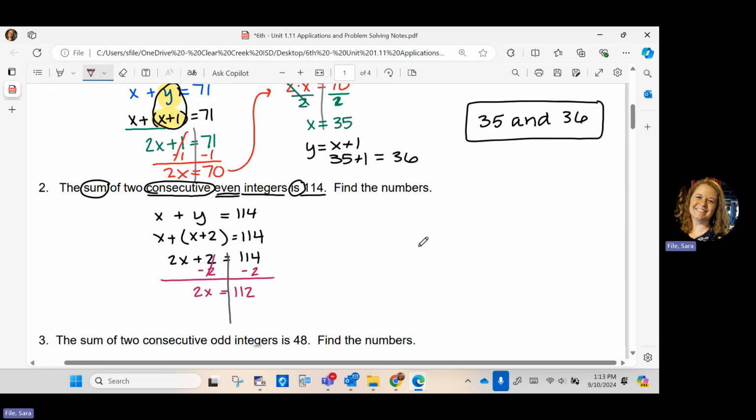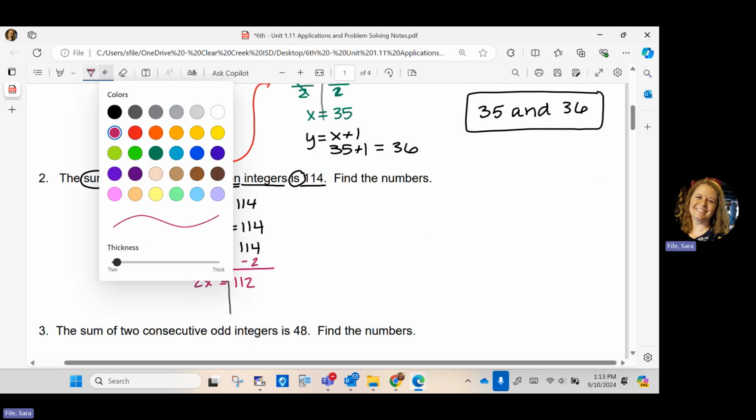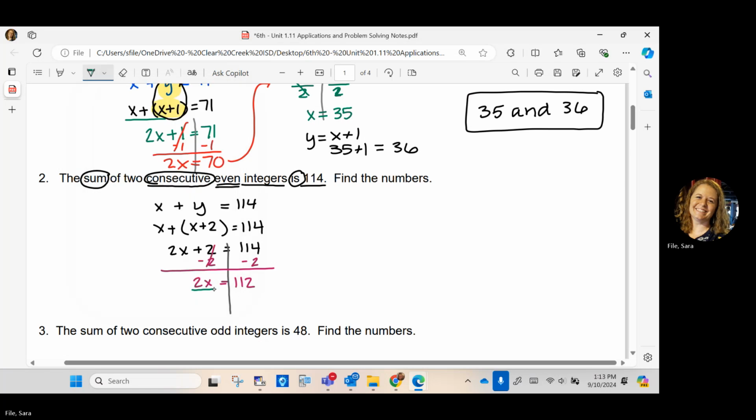And then I'm going to divide out the coefficient just like I did in number 1. The opposite of multiplying by 2 is dividing by 2. And what I do to one side, I do to the other. So this time I'm left with x equals 56. And again, if you need to use your 4-function calculator, you can. Okay, so that's one of my numbers.